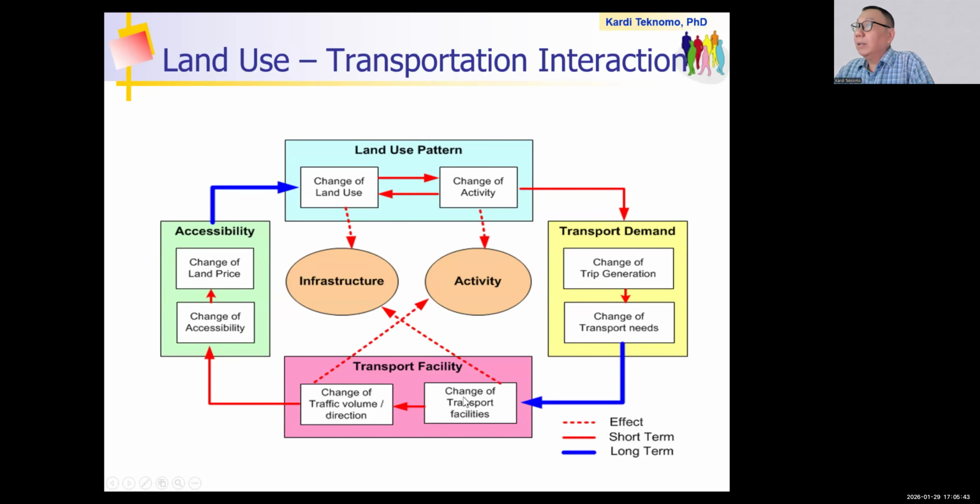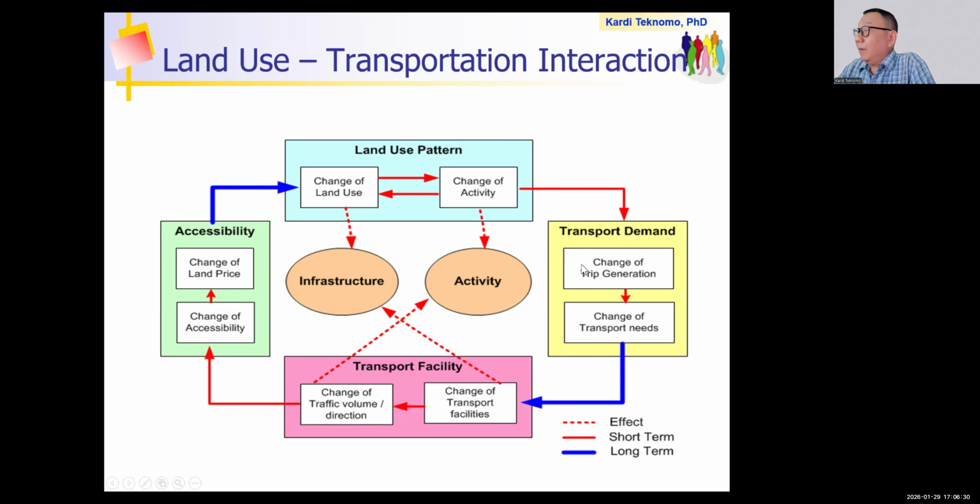So we can start anywhere. This is a loop. Say we start from the top here. Say you change the land use, say from farmland you make it into a factory, or from farmland you make it into residential area, and so on. Because you change the land use, automatically it changes the activities in that area. So a change in land use pattern will eventually, in the short-term effect, this red part here is the short-term effect, create a change in the demand of transportation.